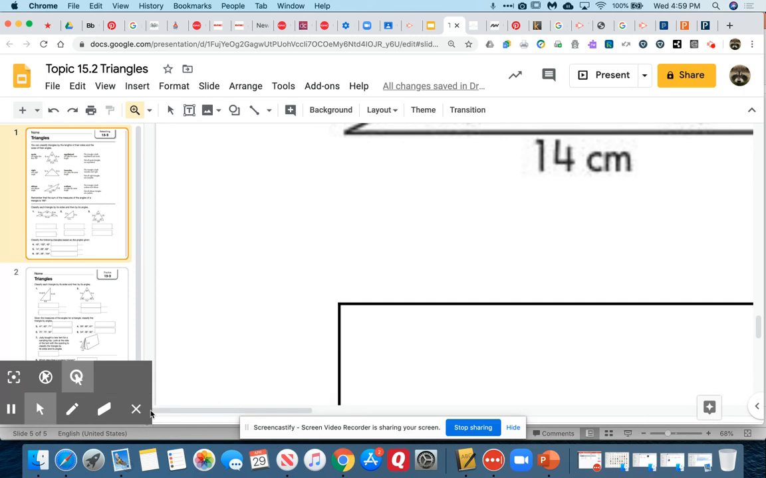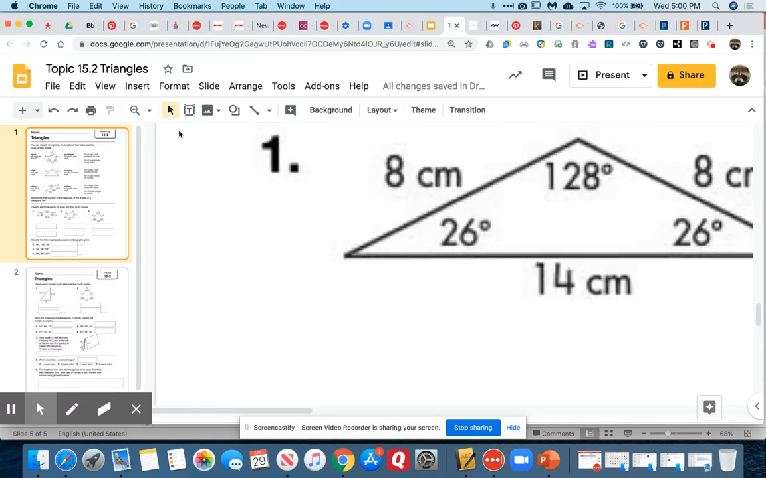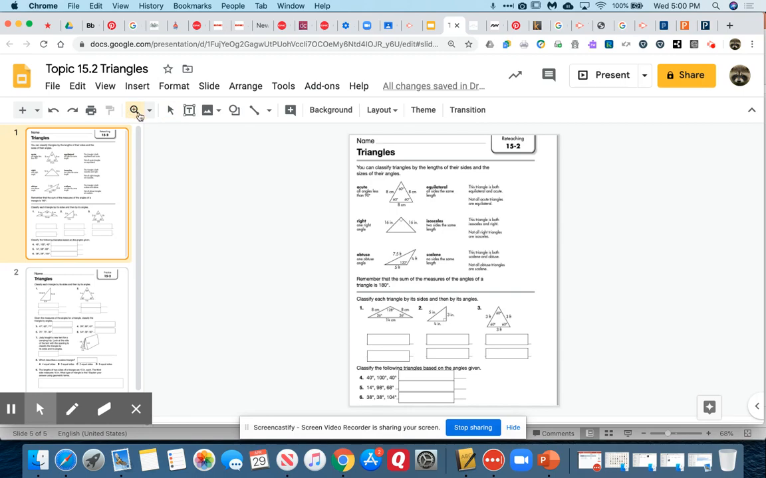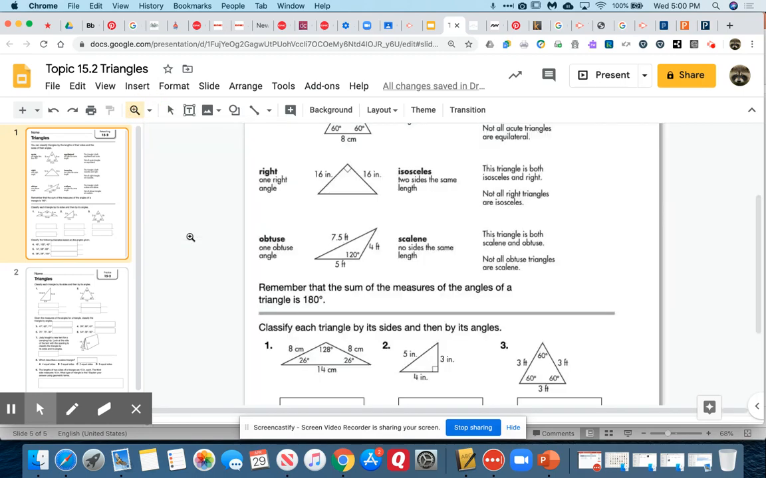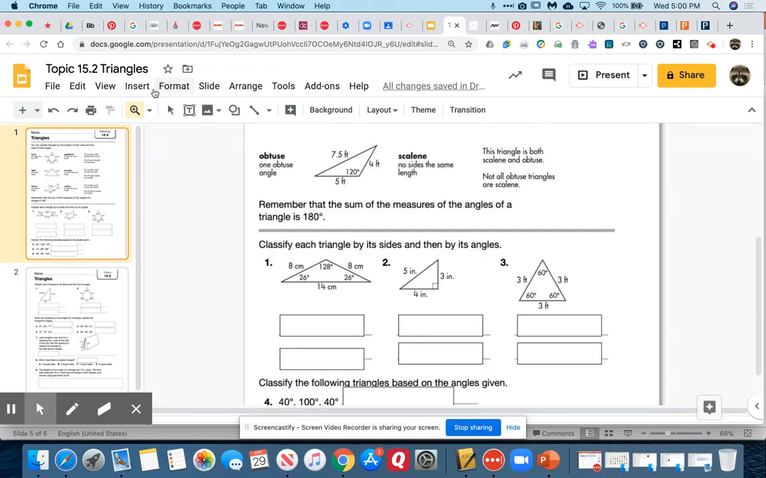Whoops. I'm going to close that. I'm going to zoom back in just a bit. And then I'm going to make sure I have it.